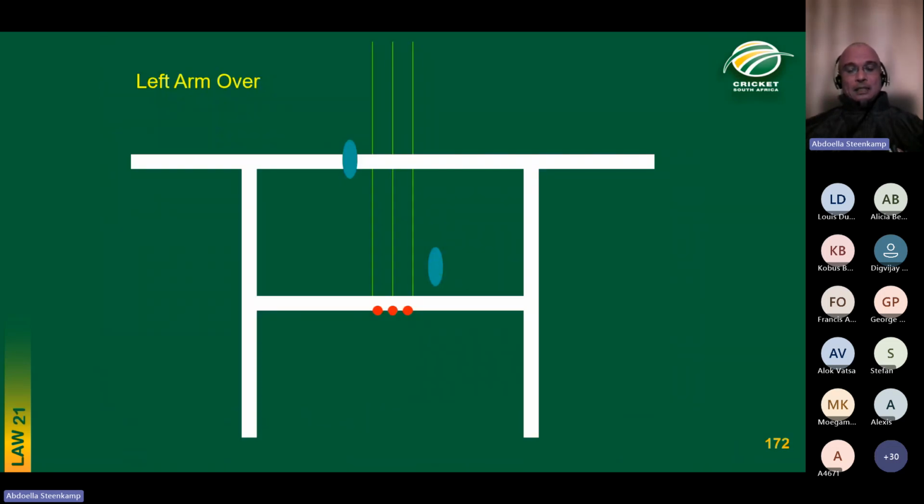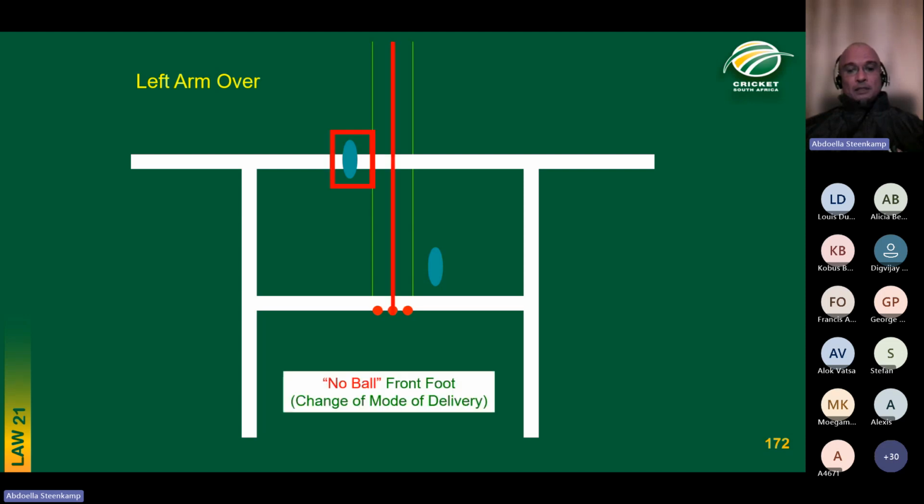Earlier, I mentioned that second bullet point, which wants the foot also not to be over the imaginary line from middle stump to middle stump. So if you can visualize this being a left-arm bowler bowling over the wicket, just look where that front foot lands. It's left arm over, so the front foot lands on the other side of the middle stump. If this is the case, the law sees this as the bowler changing mode of delivery. So now the bowler is bowling around the wicket, and because of that, you need to call and signal no ball. I've never encountered this, but it is part of the law.